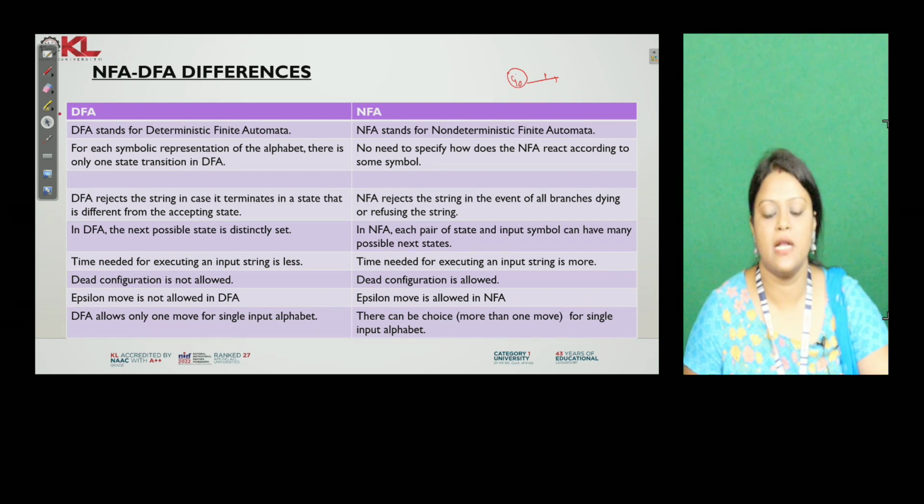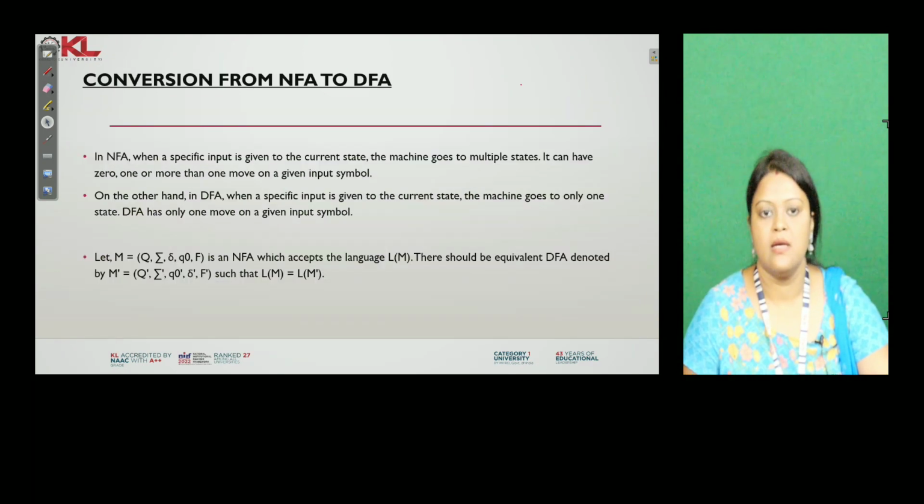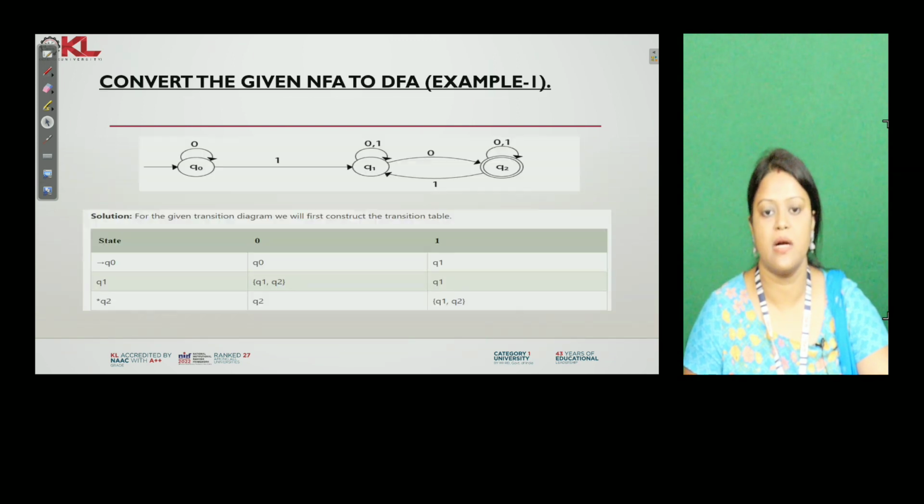In a DFA, only one move is allowed for every single alphabet symbol, that is, by one input we cannot go to more than one place. In an NFA we can go to more than one place; this is allowed in NFA but not in DFA. Now, to convert from NFA to DFA, suppose we have a machine, we can easily convert it. Let us first see one example.